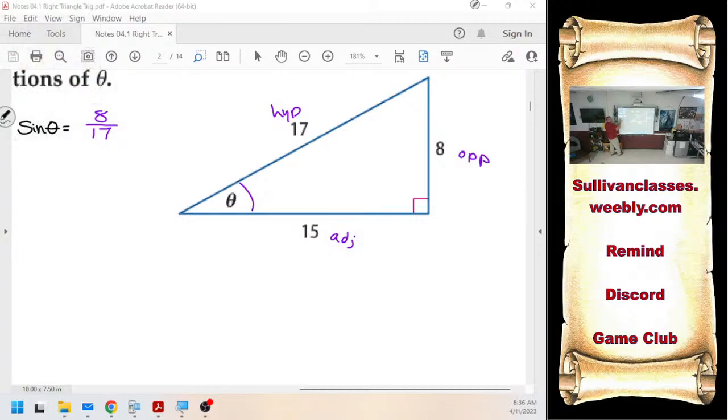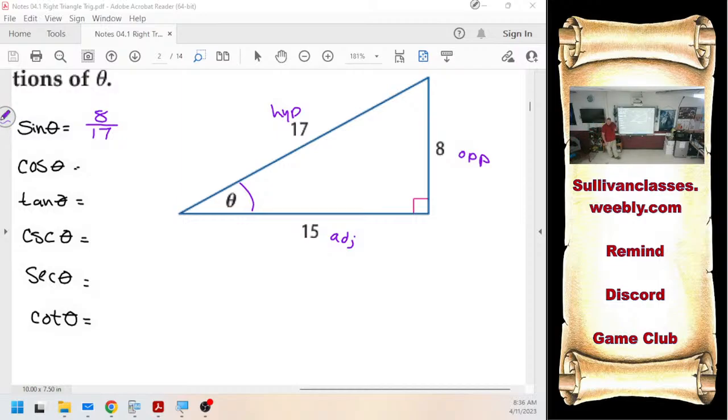So, list them all. The cosine is, the tangent is, the cosecant is, the secant is, and the cotangent is. I said you have to know basic geometry to come in here. Be happy we even have a review section. Okay.